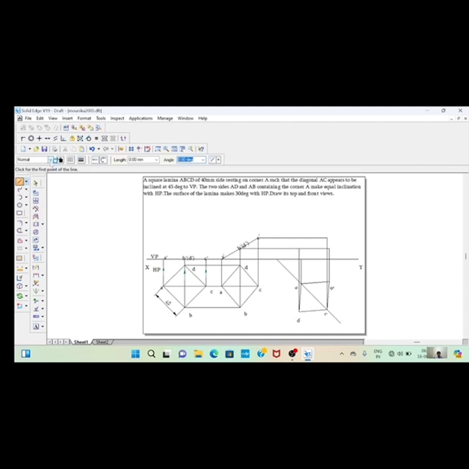Now take a visible line and join all the points from end to end. Now go to text box and mark all the points as A, B, C, and D. Now go to leader and project the lines with the arrow mark.